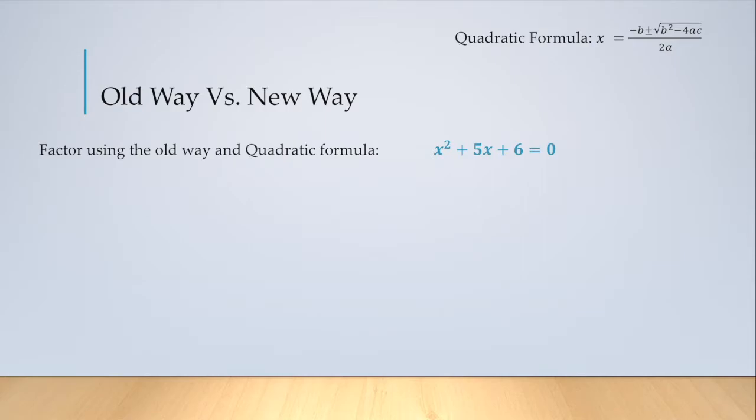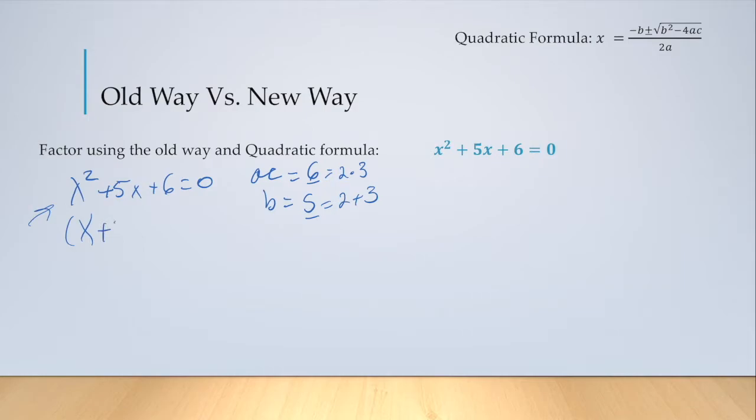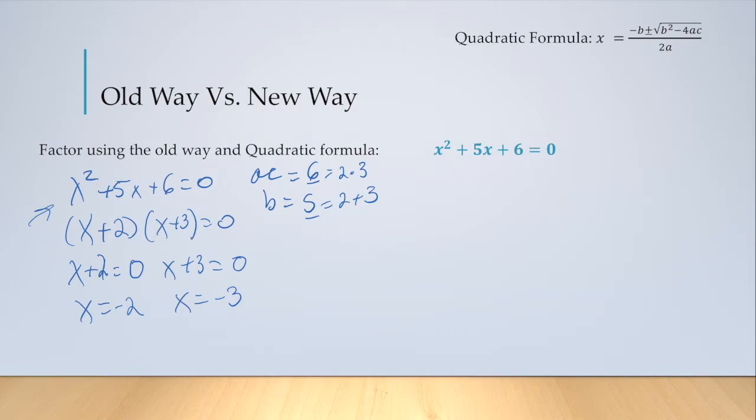So let's factor x squared plus 5x plus 6 equals 0 the old way, by that I mean finding the factors of AC that add up to b, and then we'll use the quadratic formula. My AC is 1 times 6, which is 6, and my b is 5. What are the factors of 6 that add up to 5? That's 2 times 3. So I can rewrite this, because my leading coefficient is 1, as x plus 2 times x plus 3 is 0. So x plus 2 is 0 and x plus 3 is 0, so x is negative 2 and x is negative 3. That was not so bad, right?